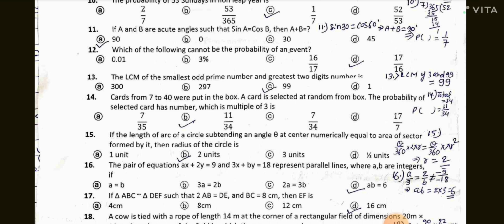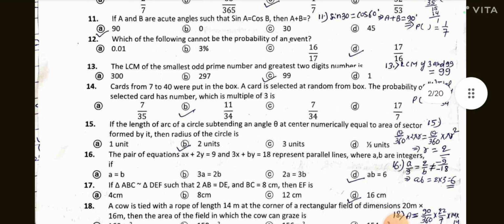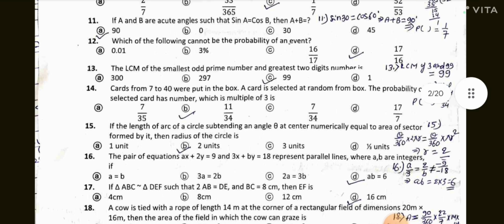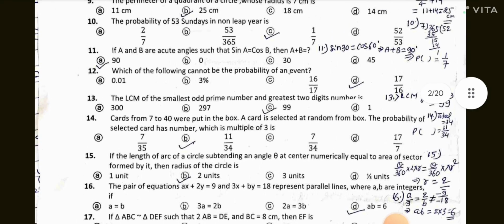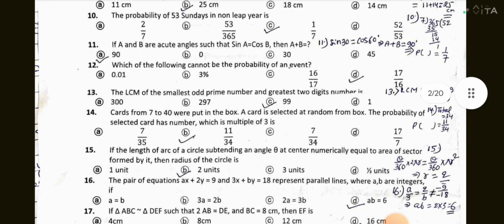Question 14. Cards numbered from 7 to 40 were put in a box, meaning the total number of outcomes from 7 to 40 is 34. A card is selected at random from the box. The probability that the selected card has a number which is a multiple of 3. If we take the multiples of 3: 3 3s are 9, 3 4s are 12, and so on. In total there are 11 favorable outcomes. So the required probability will be 11 by 34. So the right option is B.